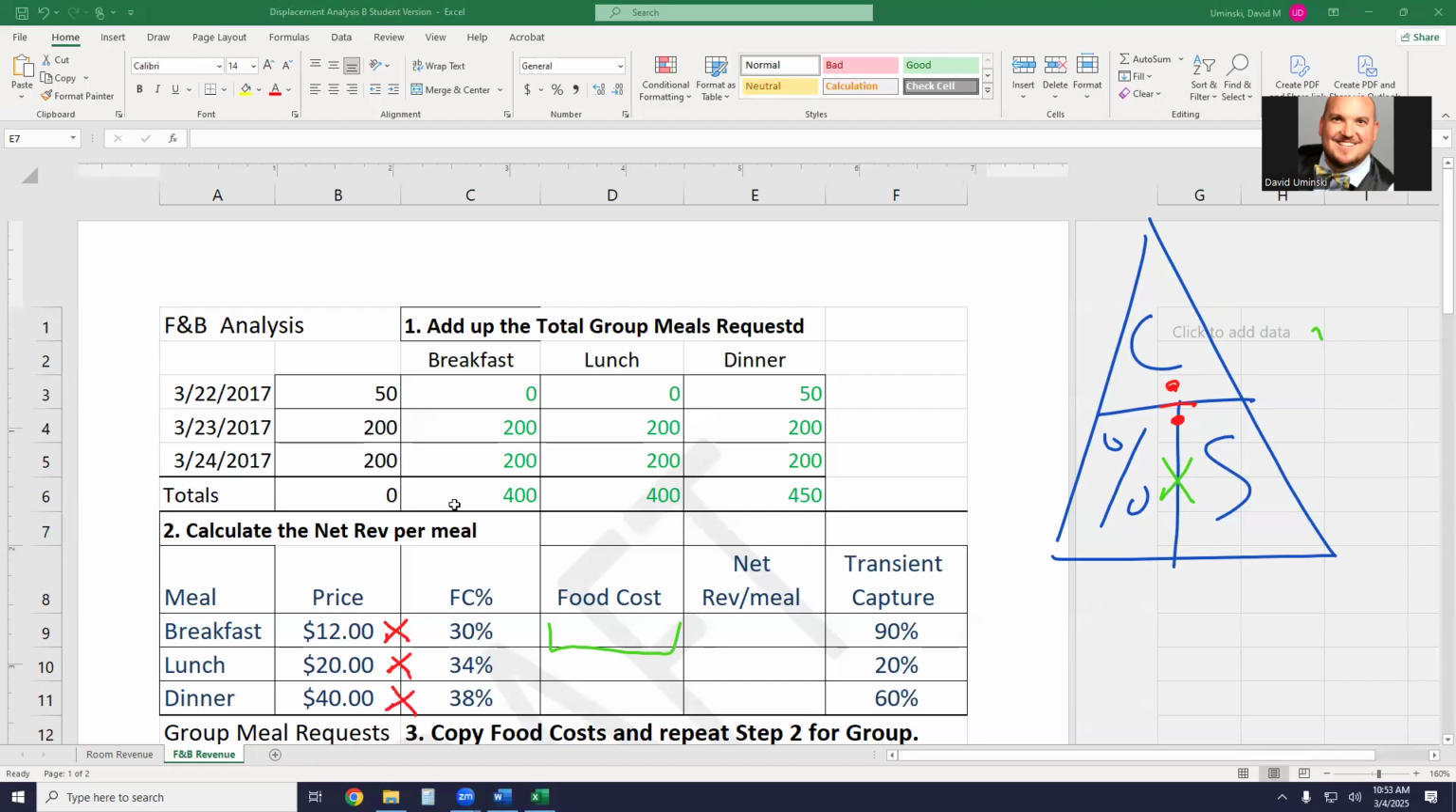And remember, when you do the percentage, you got to move that decimal place over to multiply by the decimal. Okay, so $12 times 0.30. You don't have to add the zero, but you can. It's $3.60. Okay, $3.60.